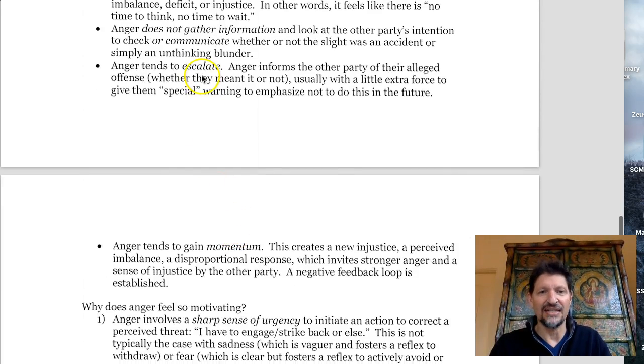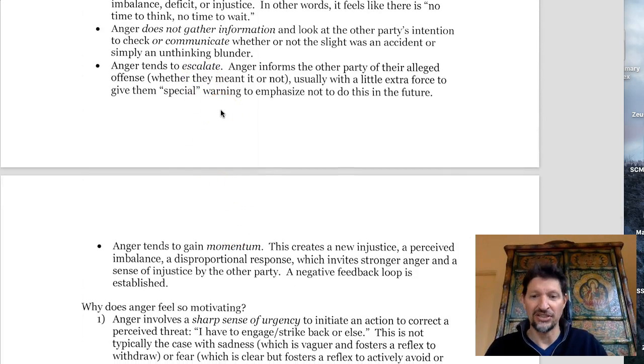Anger tends to escalate. Anger informs the other party of their alleged offense. Again, we don't know because sometimes it's just an accident, whether they meant it or not, usually with a little extra force to give them special warning to emphasize not to do this in the future, okay? So it's almost evolutionary and very sort of primal. It's like, pay attention. Watch out next time. I don't care if you did it by accident. You should be more aware, you know, that sort of thing, okay?